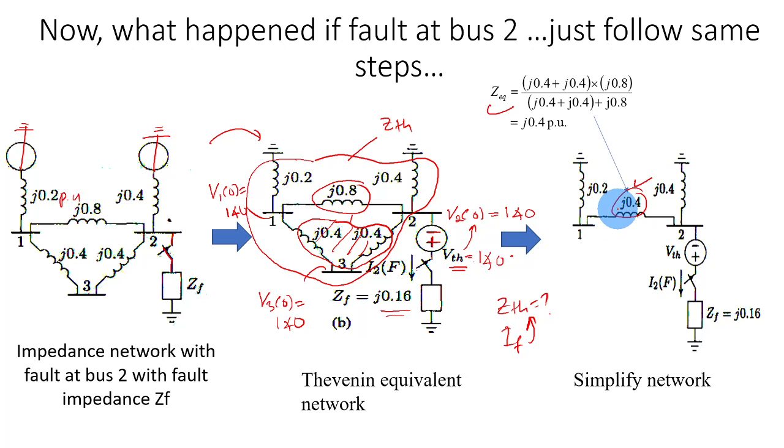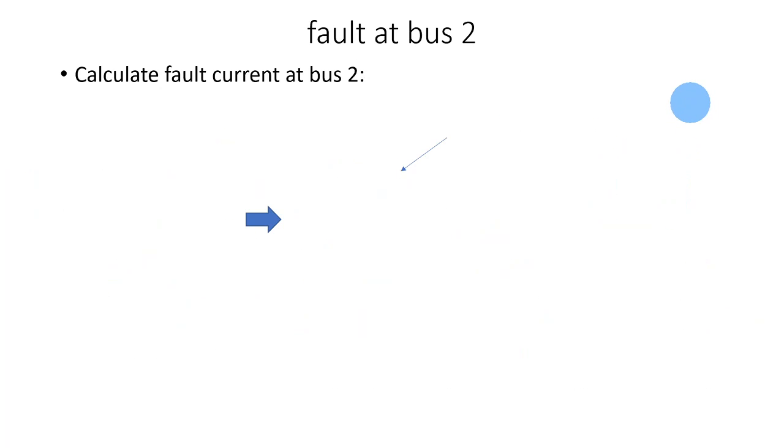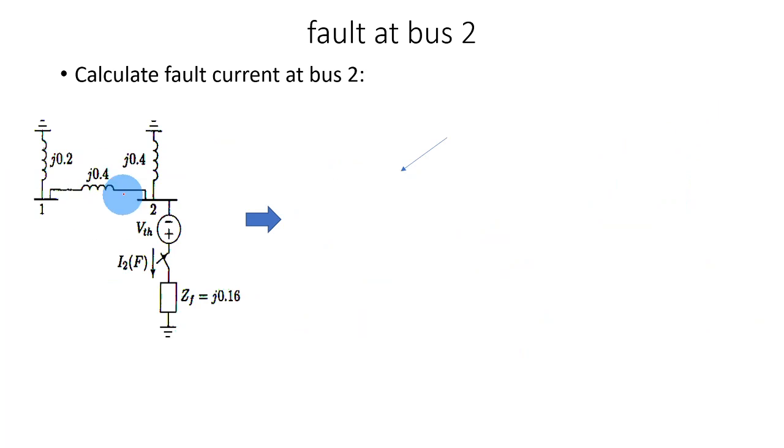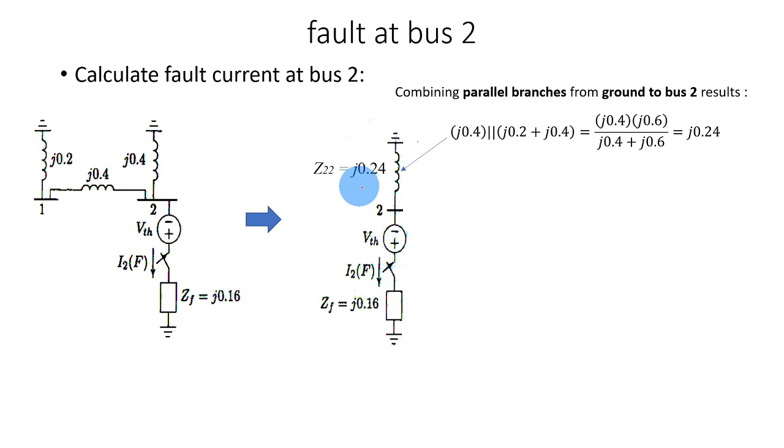Okay, right. But this is not done yet. You have to further simplify it because you only want one impedance, so you need to combine further. Again, this is the figure from the previous slide. If you look carefully at this figure, you can see that J0.2 is in series with J0.4, and these two are in parallel with J0.4.